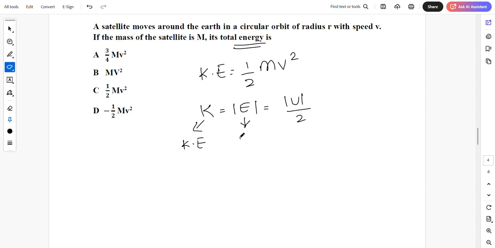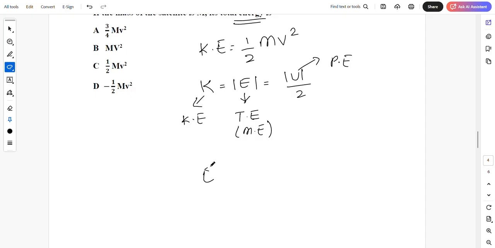This is the total energy or mechanical energy. Okay, mechanical energy or total energy. This is potential energy. What are they asking? They are asking for total energy. Therefore, E will be equal to minus K, that is equal to minus 1 by 2 m v square, is the right answer.